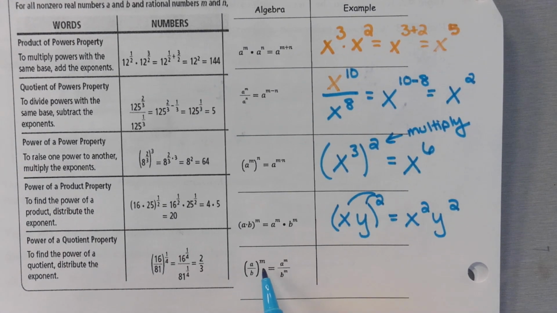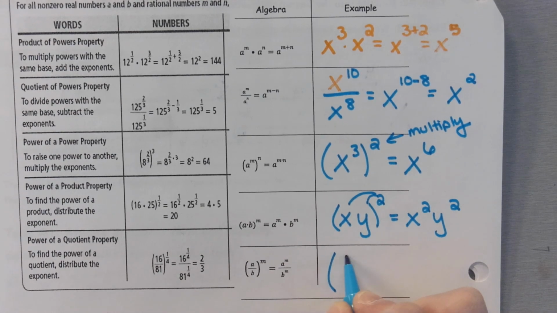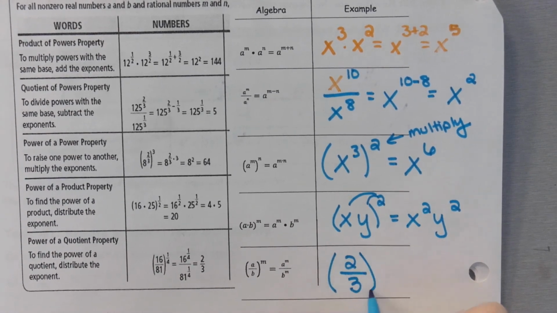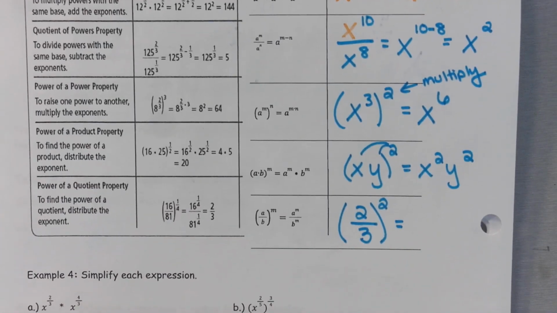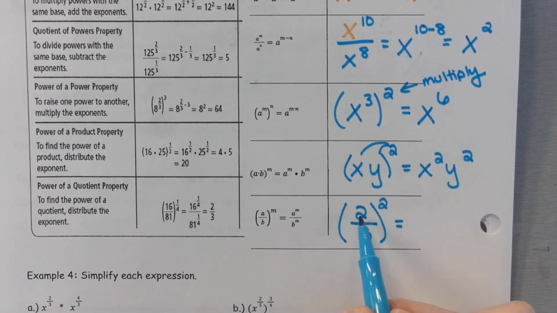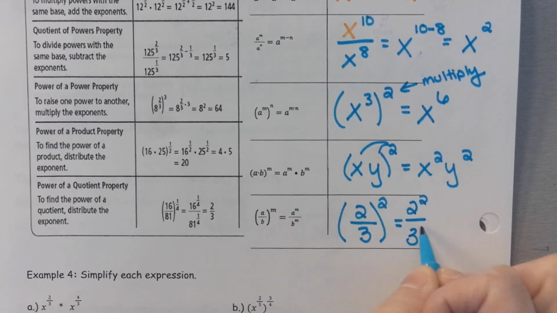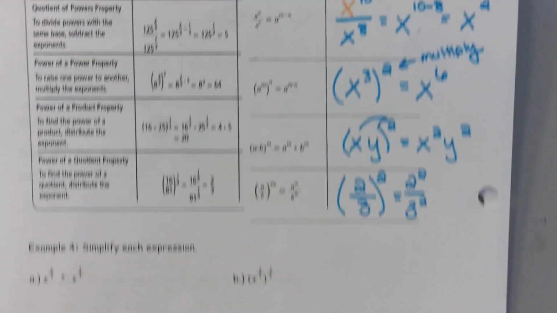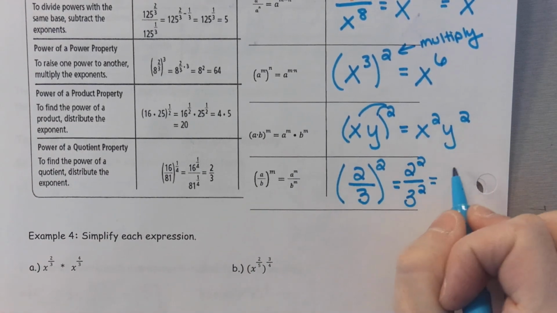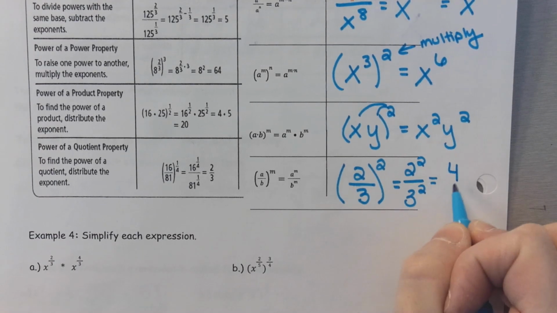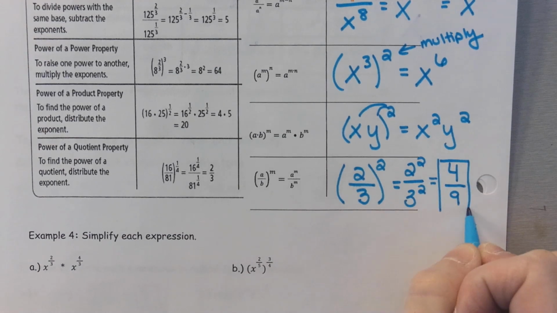And then the same is true here. If you have a power outside, let's say we have a fraction. Let's go with something not too tricky. Let's go with 2/3 raised to the second power. So the same thing here. You have to apply this exponent to both. So I'm going to get 2 squared over 3 squared. So the square goes to both the numerator and denominator. What do we know 2 squared is? 4. And what do we know 3 squared is? 9. So my answer would be 4 over 9.